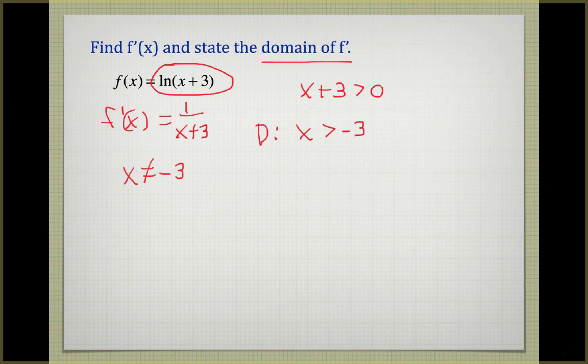We have to go back to look at both what we started with for our parent function, and then where we're going when we take the derivative. So in this case, the negative 3 is already included in our domain from the ln of x plus 3. So our domain is x greater than negative 3.